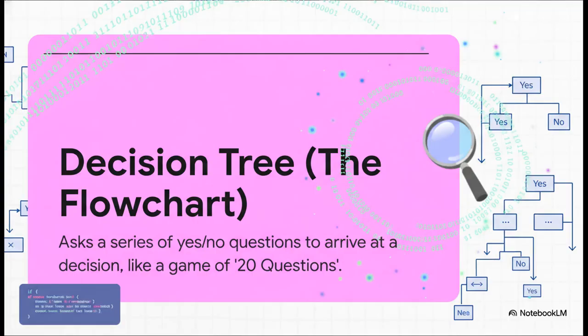Our third tool is the decision tree, which is basically just the flowchart. Honestly, this is one of the most intuitive models out there. It works exactly like a game of 20 questions. It just asks a whole series of simple yes or no questions to narrow down the possibilities until it gets to a final answer. Its biggest advantage is that it's super easy to explain to literally anyone.